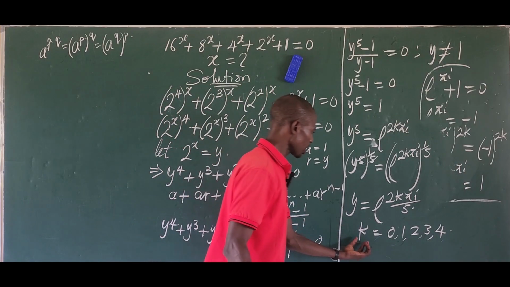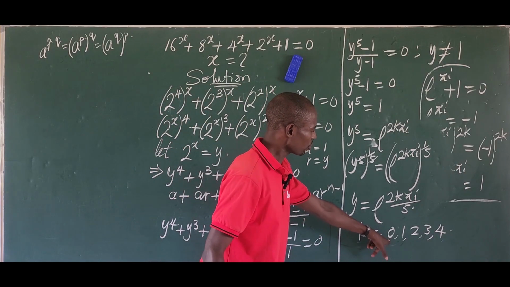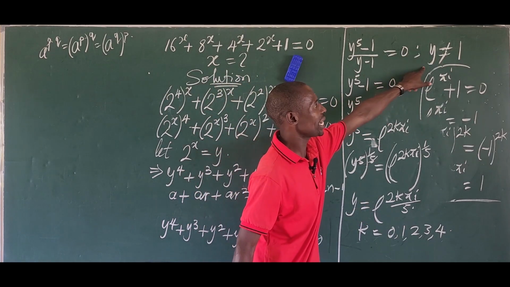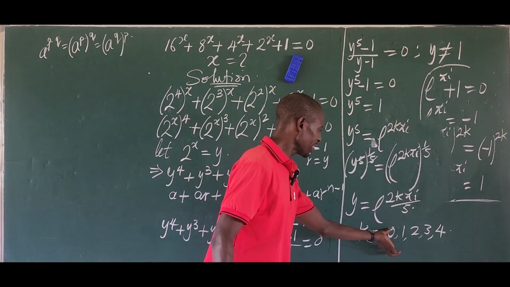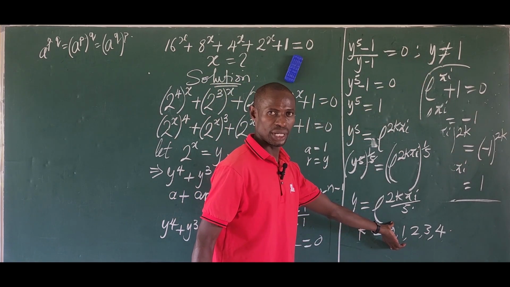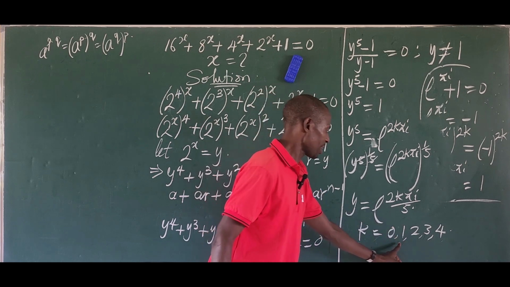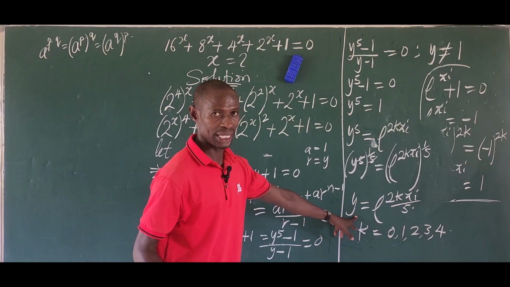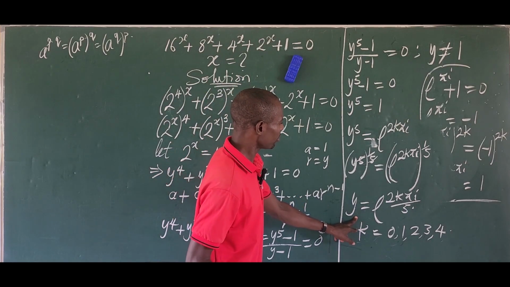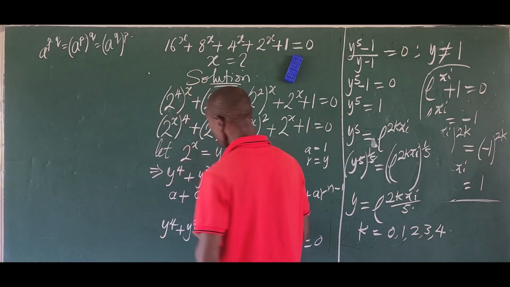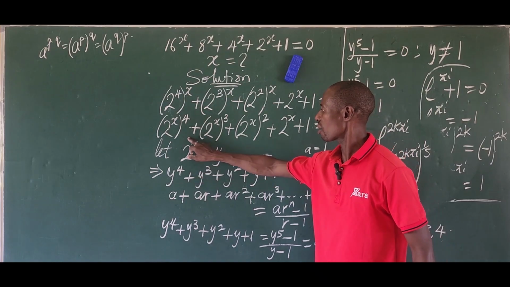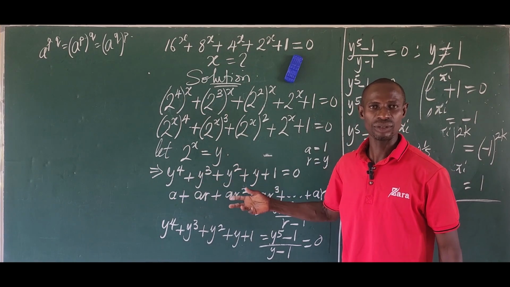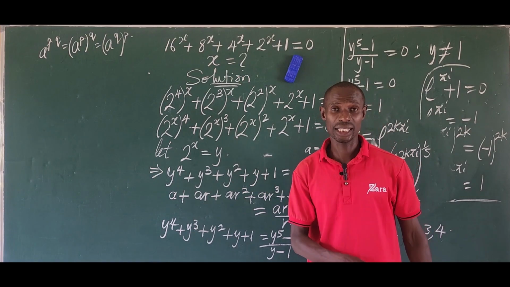Now, if we substitute k equal to 0 into this, it gives us 1. And remember we said y cannot be 1. So we're going to ignore the first value, which is k equal to 0, and start from the other values. But again, now we have our y. What is now the value of our x? We remember where we said let 2 to the power of x be equal to y. So let's do the substitution here and get the value of x for this challenge.